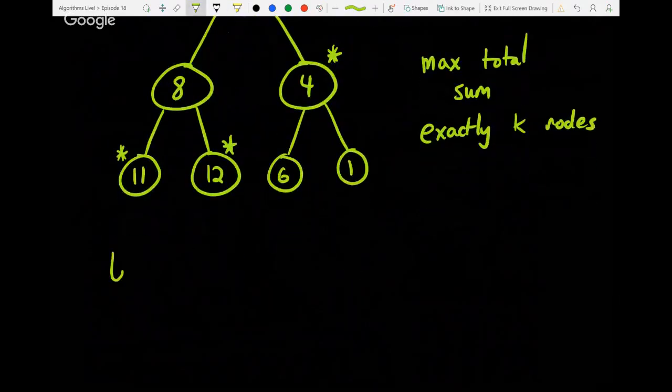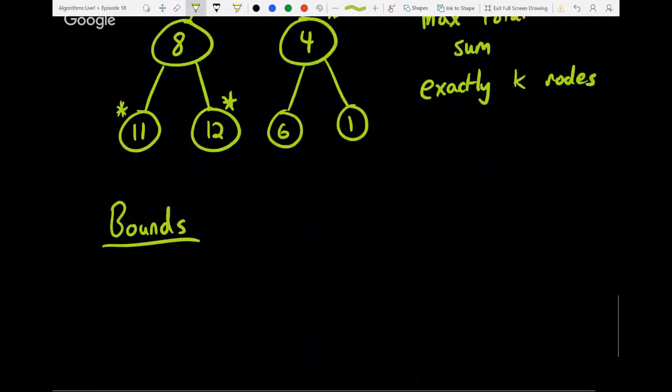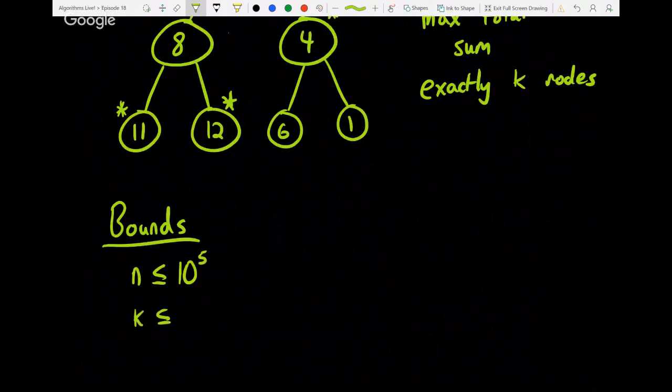Let's talk bounds. Bounds here are pretty big. So the number of nodes in this tree can be up to 10 to the 5th, and k can be up to 1,000. So we're already looking at some pretty big bounds. This k is fairly suspicious.